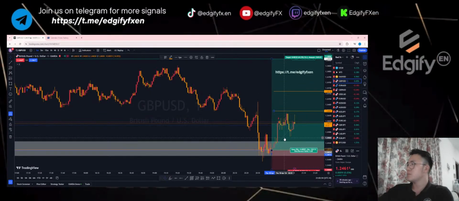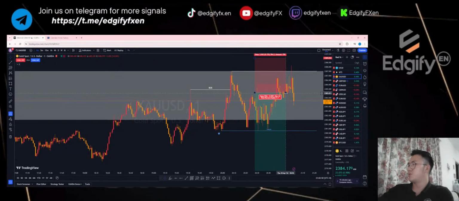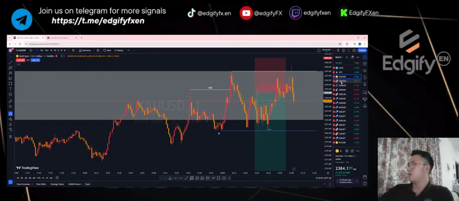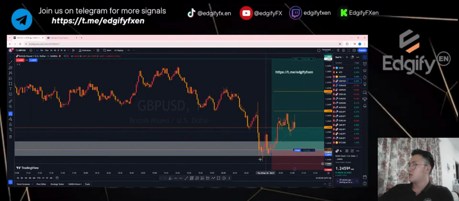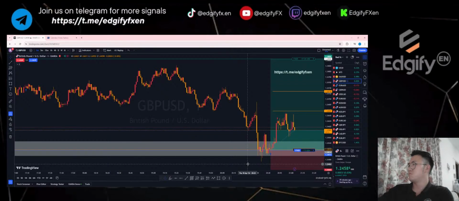Alright, so gold, at the moment I don't have anything yet, so I'm still going to wait until I see something for gold. And the other pairs are basically not tradable at the moment.